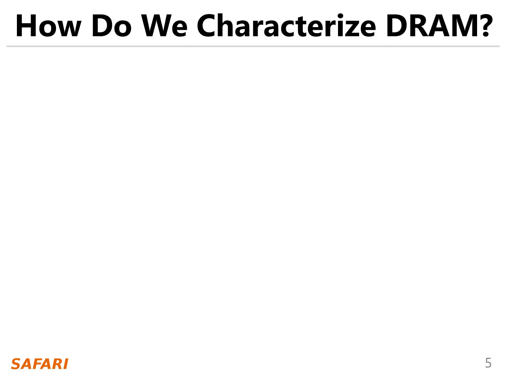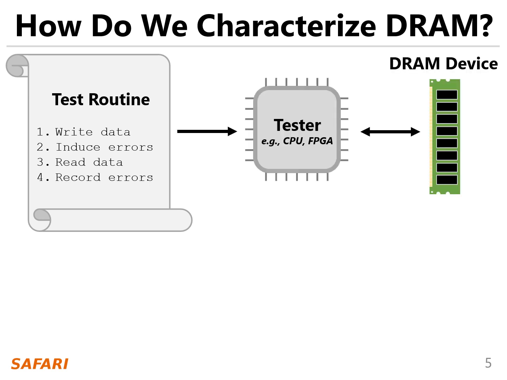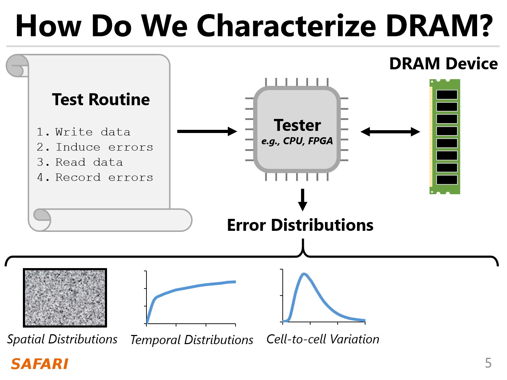So how do we go about characterizing DRAM? Well, we typically start off with a testing routine that follows a methodology as follows. First, we write data to DRAM, then we induce errors, we read the data back, and then we record the error locations that we observe. We typically feed this testing routine into some sort of tester, which can be, for example, a CPU or FPGA, and the tester is typically connected to the DRAM device that we want to characterize. And the output of the testing routine is an error distribution. For example, it could be the spatial distribution of errors throughout the DRAM address space. It could be the temporal distribution of how errors evolve over time. It can look at the variation between different cells, and we can even compare different devices against each other.